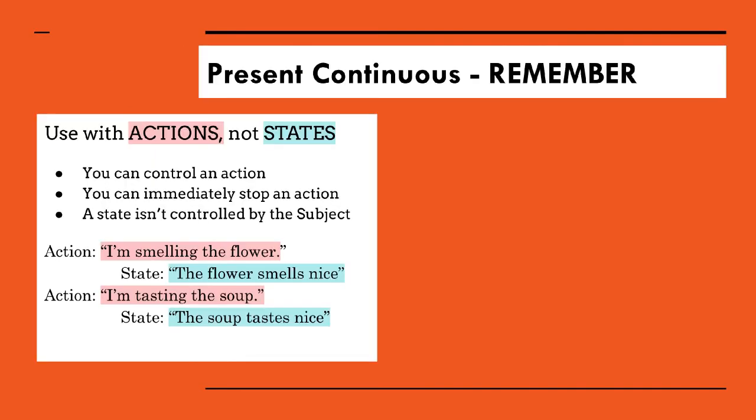So, remember this. Actions can be controlled. They can be stopped immediately, even if you don't control it. For example, life is getting better every day. Well, that could change. And a state is not controlled by the subject. Like our flower, the flower cannot control smelling nice.